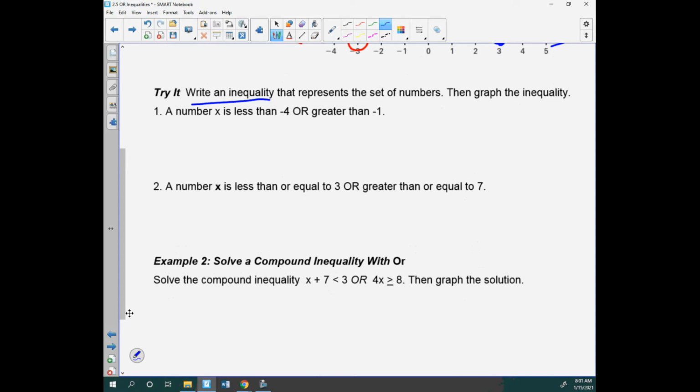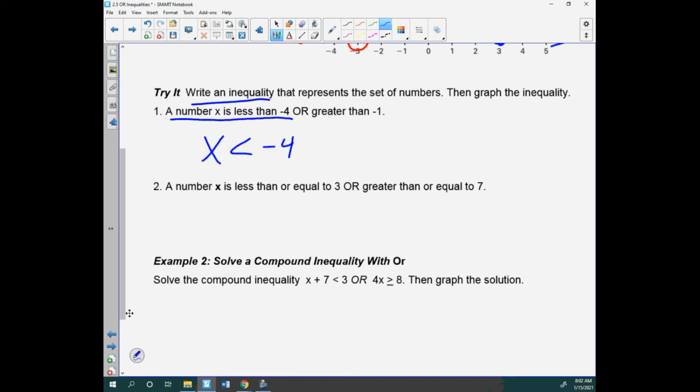What we're going to do is put the stuff all together. It's going to look something like that. And so let's do all the numbers. A number x is less than -4. Well, that seems pretty easy. X is less than negative 4.